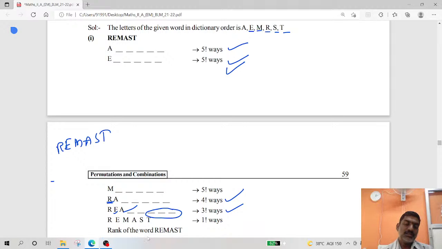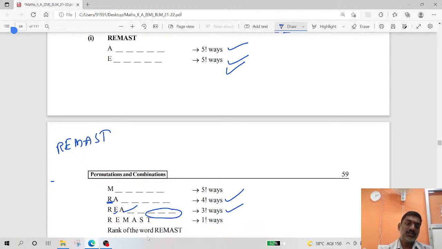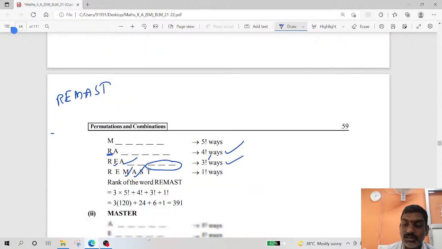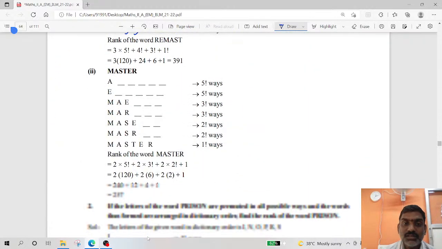Next, after A we have already E came, then M. So replace with M, again go back and take A, and again you can take S and again T. So all are filled. This can be done in only 1 factorial ways. So add up all the answers: 5 factorial plus 5 factorial plus 5 factorial, 4 factorial plus 3 factorial plus 1 factorial. That is nothing but the rank of the word remasked.